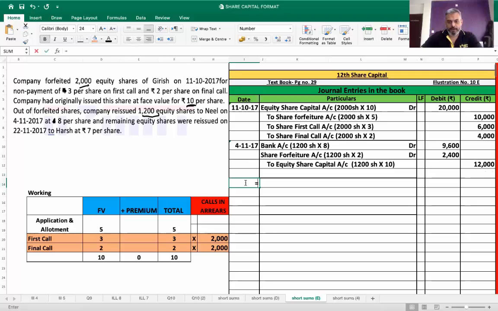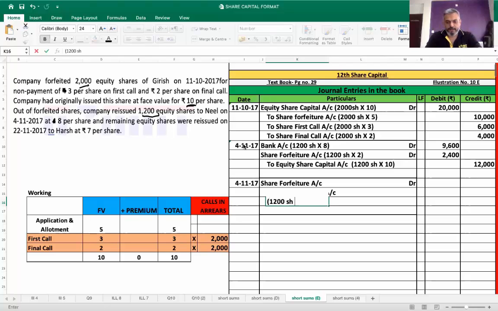Now on 4/11 itself we transfer the profit for these 1200 shares to capital reserve. So share forfeiture account debit to capital reserve account. Number of shares reissued 1200 shares into profit per share. We forfeited 5 and we gave a discount of 2, which is equal to 3 per share. So 3600.